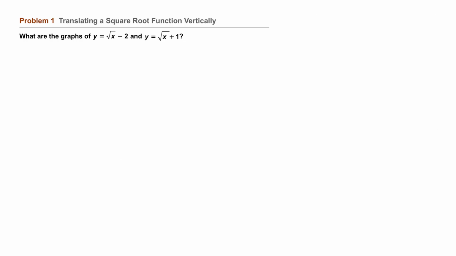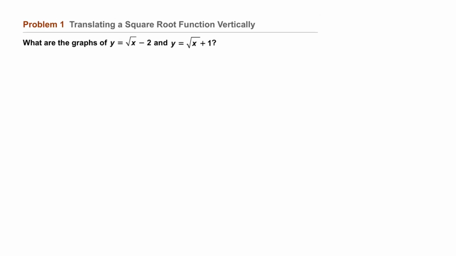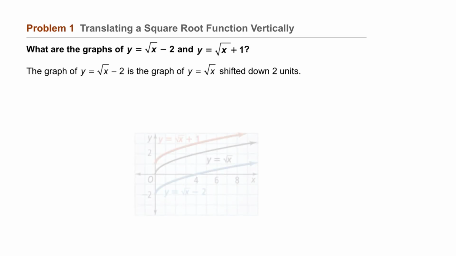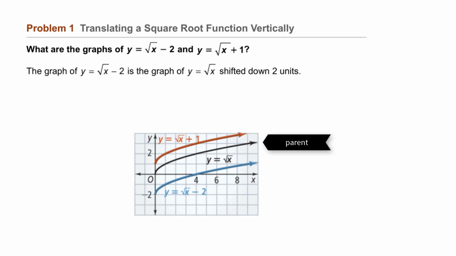Problem 1. Translating a square root function vertically. What are the graphs of y equals the square root of x minus 2 and y equals the square root of x plus 1? The graph of y equals the square root of x minus 2 is the graph of the parent function, y equals the square root of x, shifted down 2 units. Take note of the graph, the parent function graphed in black, and our translated function in blue, each point shifted down exactly 2 units from the parent function.